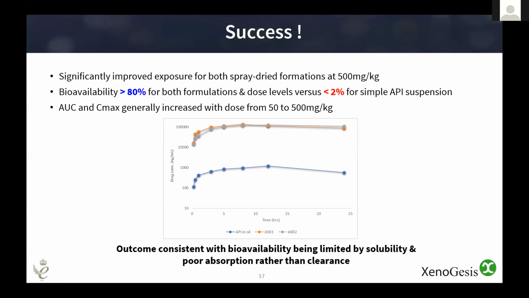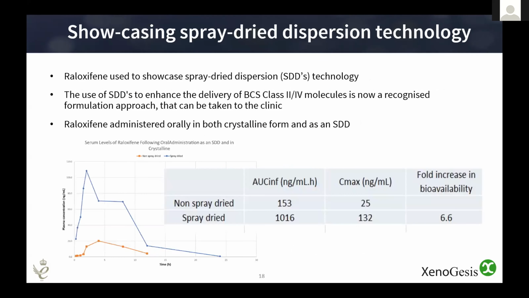So that's important to note as well. So not only do we increase the bioavailability, but we also had great dose linearity from 50 to 500 mg per kg. And of course, that was important because it allowed this project to progress. Otherwise, it would be dead as a dodo. You could not do tox. So we rescued this for the client.